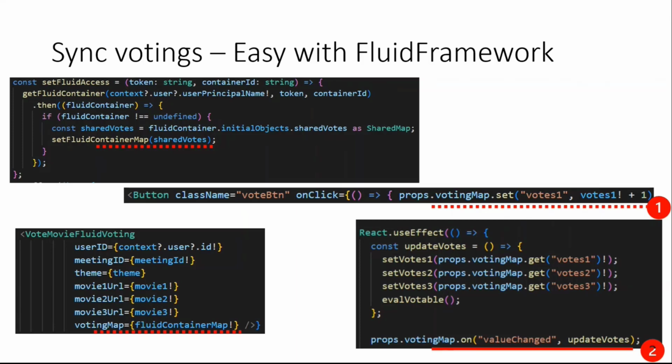Once one user or the second user voted, I was immediately switching back, and the first user had already the values. And that's it. You do not have to care for the backend. Fluid Framework totally handles this for you. But it could even go more easy.